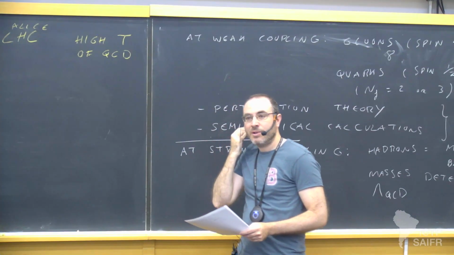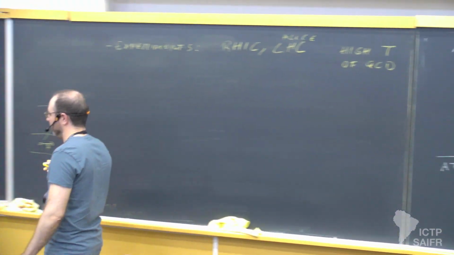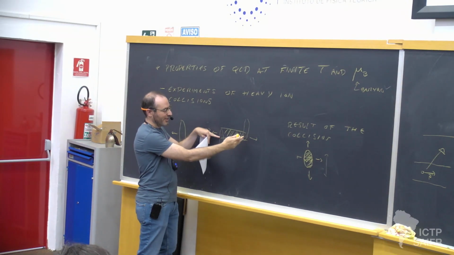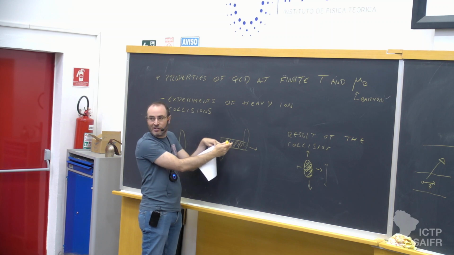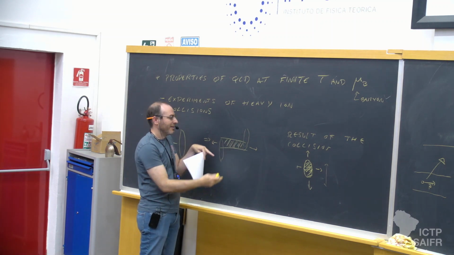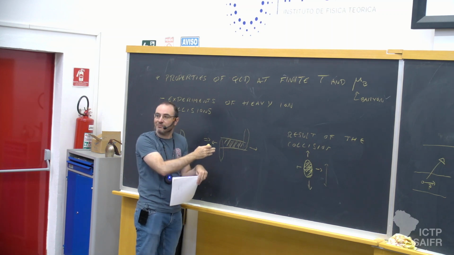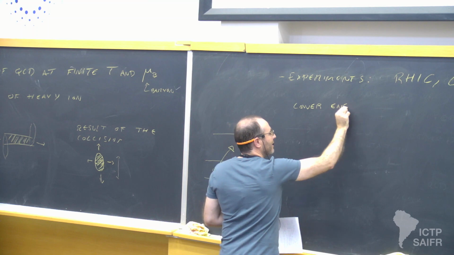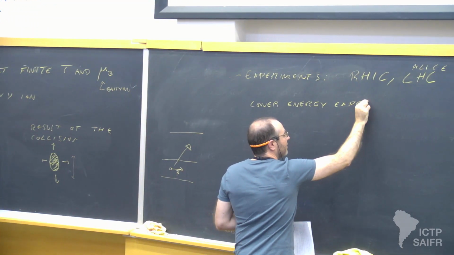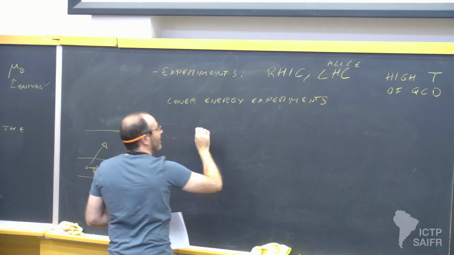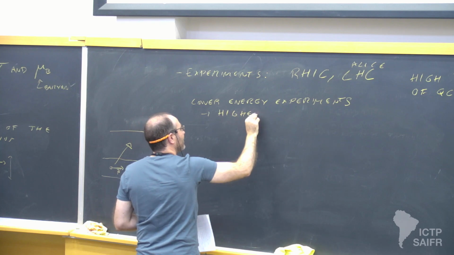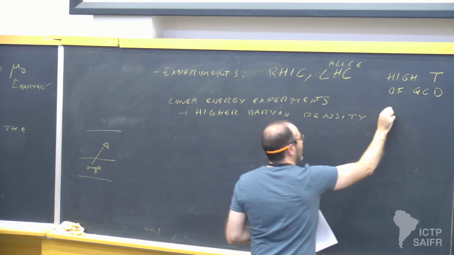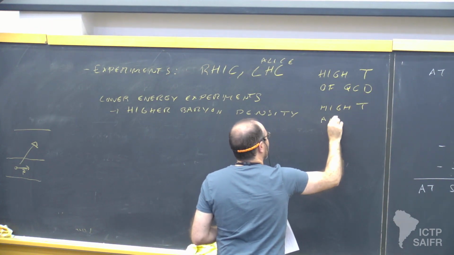Now, there are other kinds of experiments planned, where the energy of these nuclei will be smaller. If the energy is smaller, they have lower speeds. And this means that the baryons will stay around the region of the collision instead of flying away. So in these experiments, the baryon density will be larger when you decrease the energy. So lower energy experiments can explore higher baryon density. So we can explore high T and chemical potential.